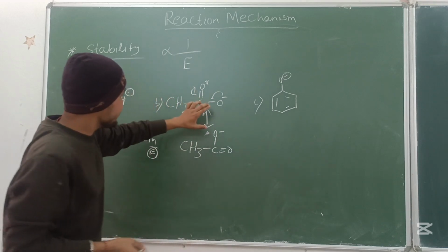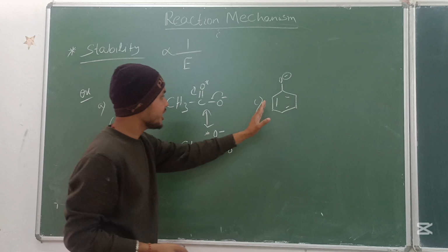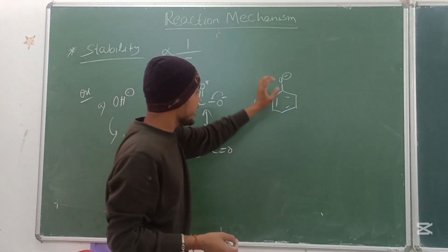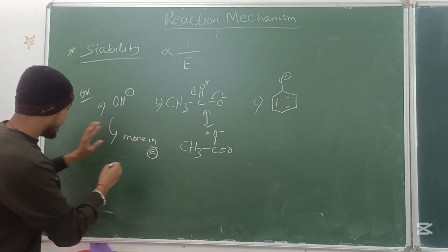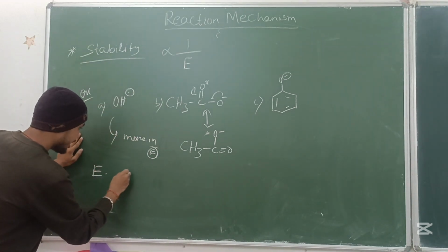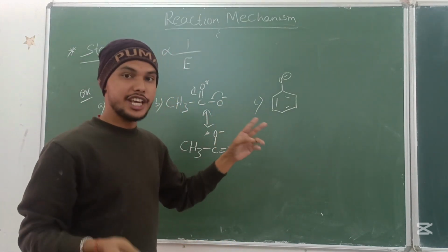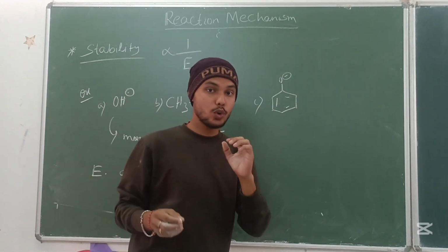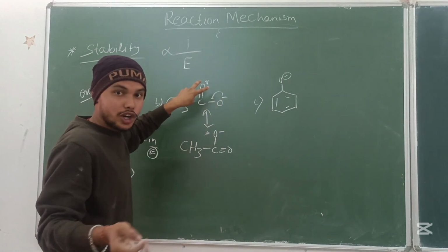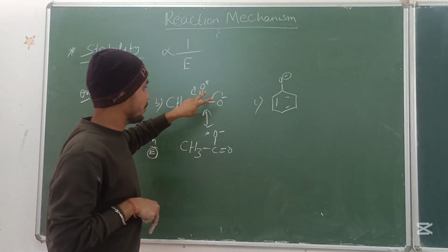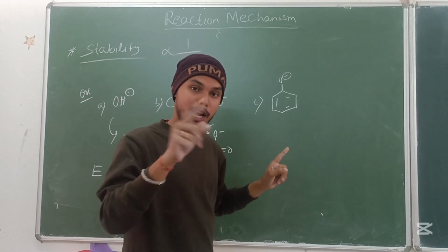So here the negative charge comes only on two oxygen atoms, but here the negative charge comes on oxygen as well as on carbon. So you know the energy order: obviously A is more in energy. Between B and C, you decide which energy is more. Here the negative charge is only on two oxygen atoms, but here the negative charge comes on an oxygen atom as well as on a carbon atom.